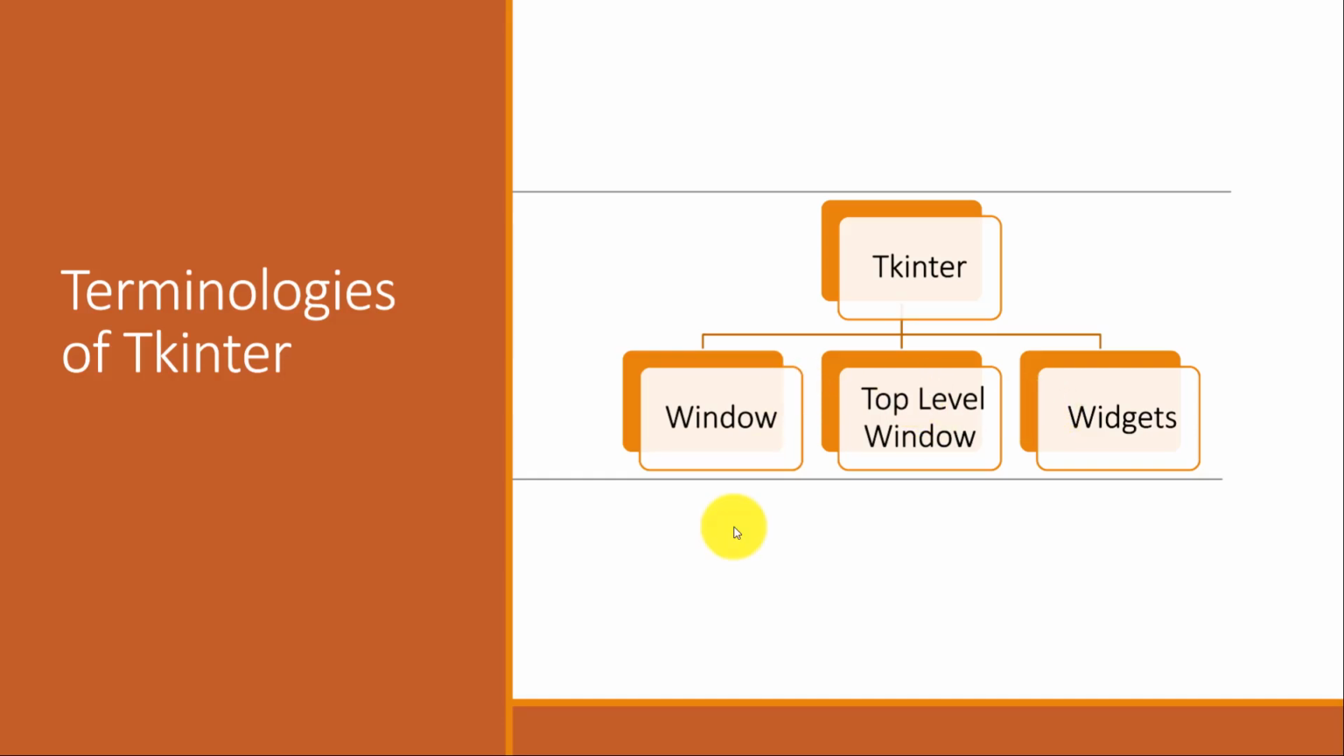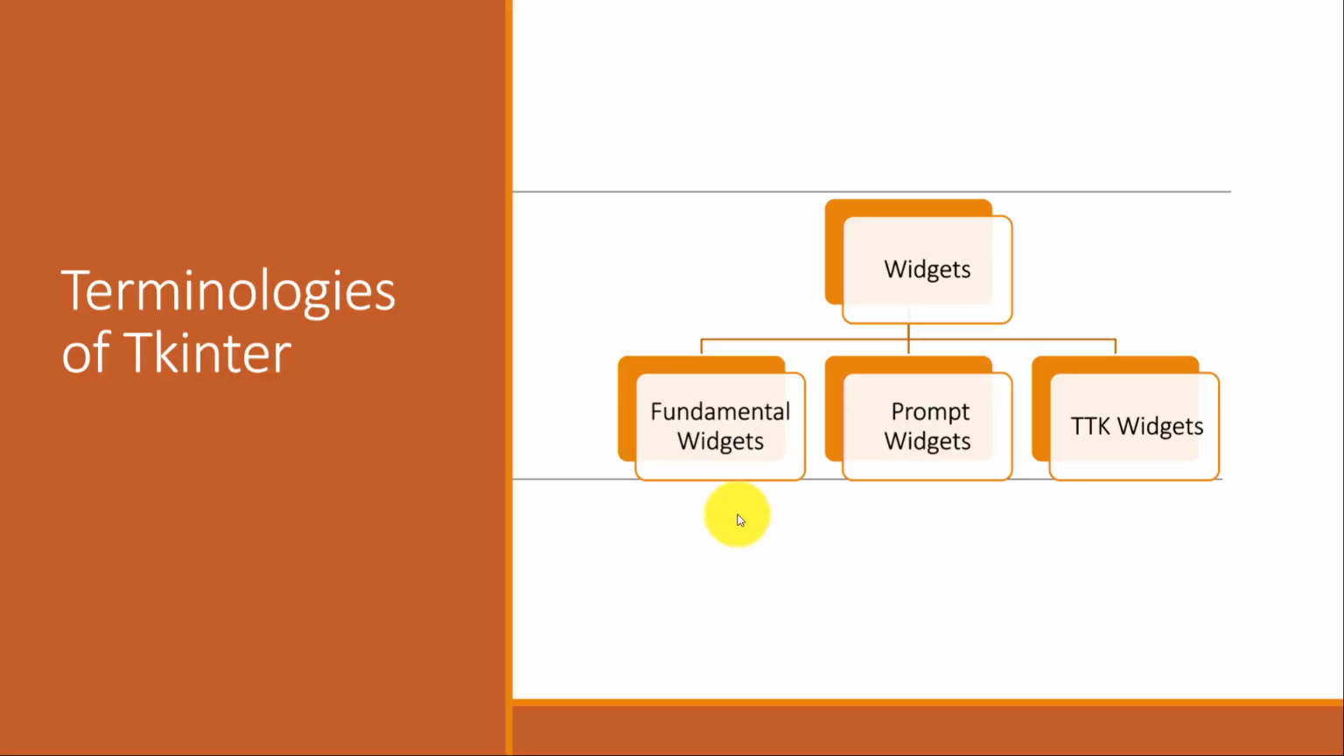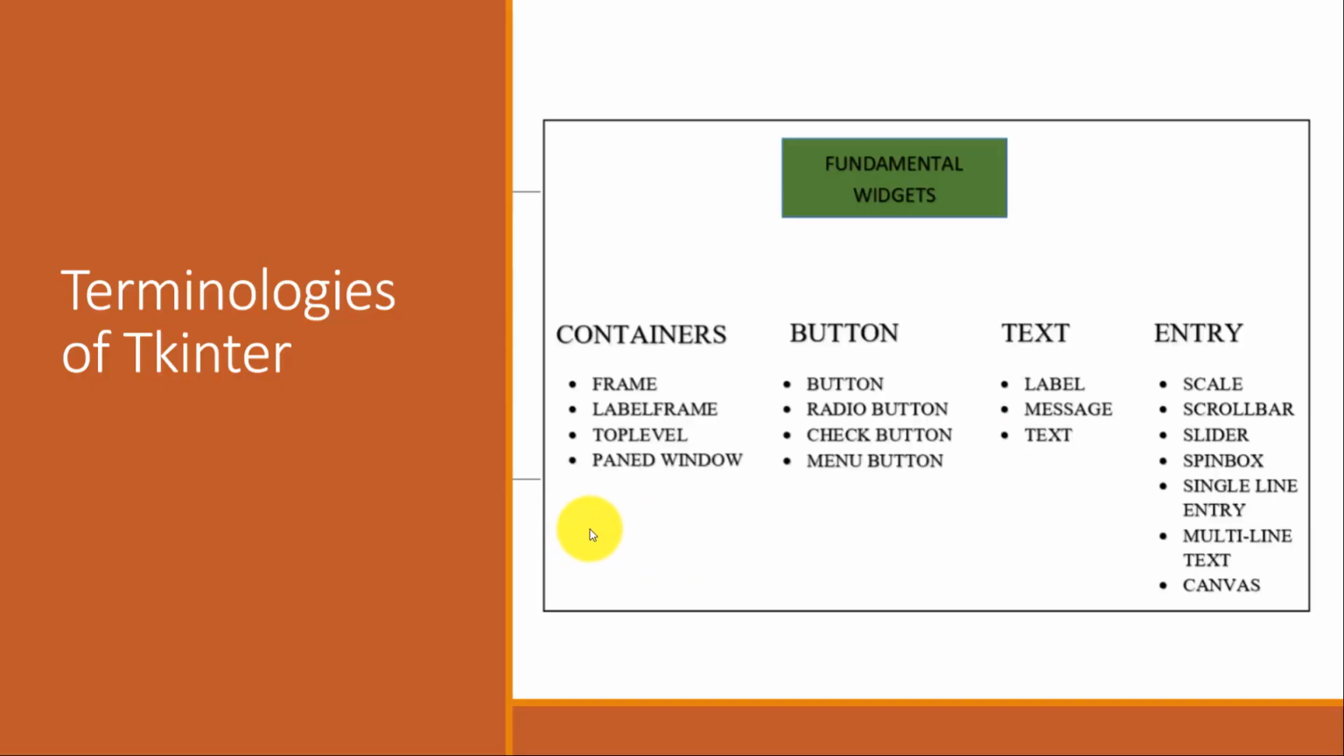So widgets are further divided into three parts: fundamental widgets, prompt widgets, and TTK widgets. So let's talk about the fundamental widgets. Fundamental widgets are important and no application can be created without their use. Fundamental widgets are further divided into four parts: containers, buttons, text, and entry. Containers provide frame, label frame, top level, paned window. So basically these are the widgets that hold other widgets on them.